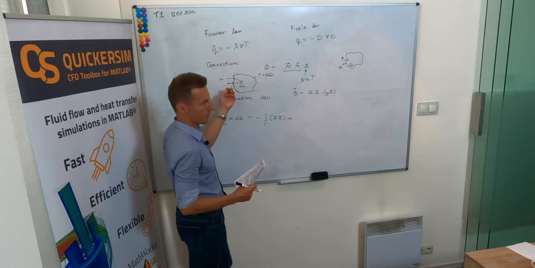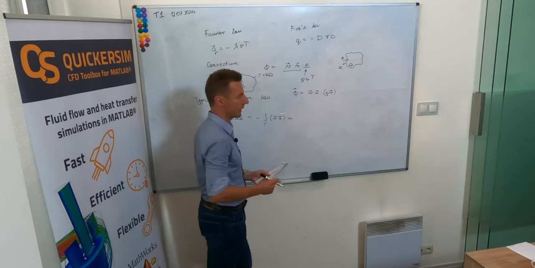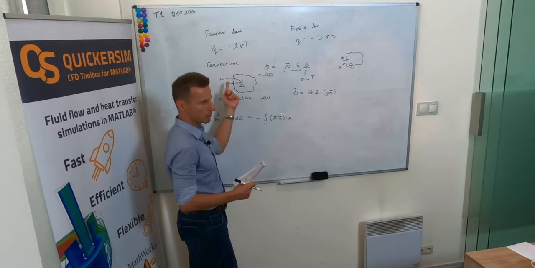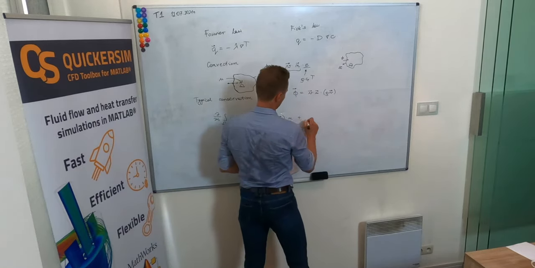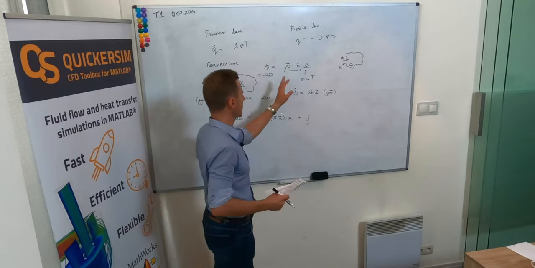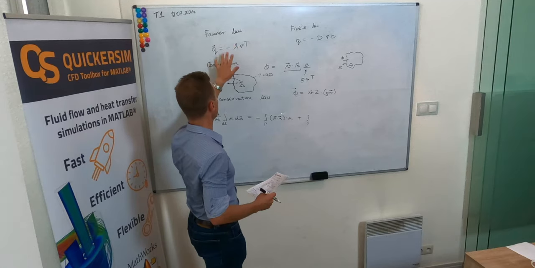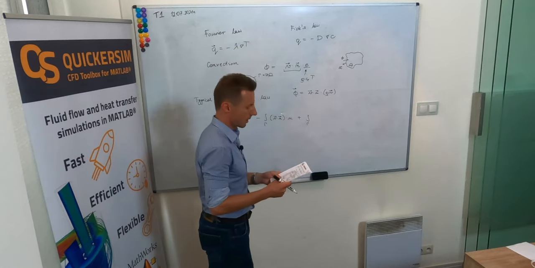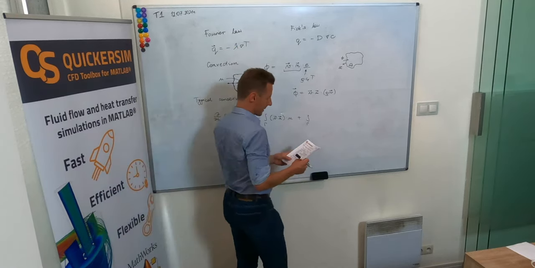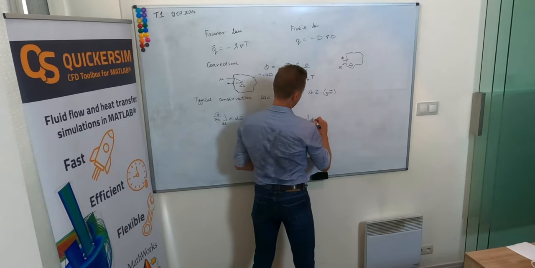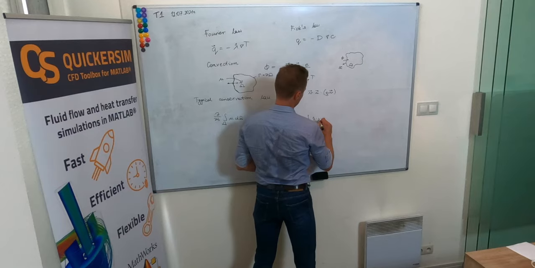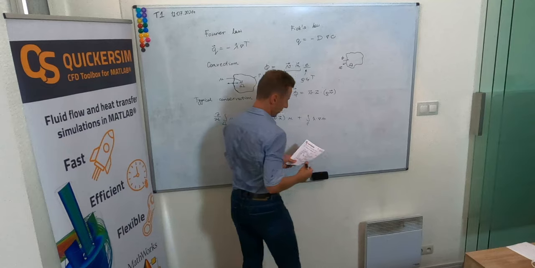Times u is how much of this quantity you've got at the boundary. Let's integrate over the whole boundary. And that's it for convection. But we need to do the same with the diffusive transport, so whatever this should be, the heat conduction, diffusion, and Fick's law. And what we have is we've got some conductivity times the gradient of u.